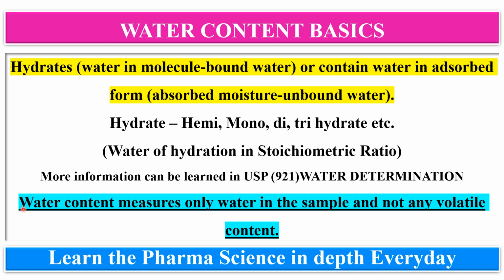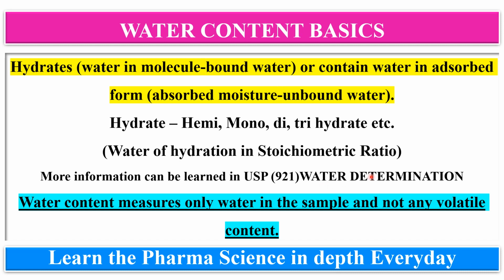Then some hygroscopic materials will absorb moisture from the air, and that water is called absorbed moisture or unbound water. So the water content test determines both types of water, whether it is hydrate or surface water, which you can call unbound water. Whatever water is present in the sample is measured by the water content test. More information on water content can be found in USP chapter 921 for water determination.